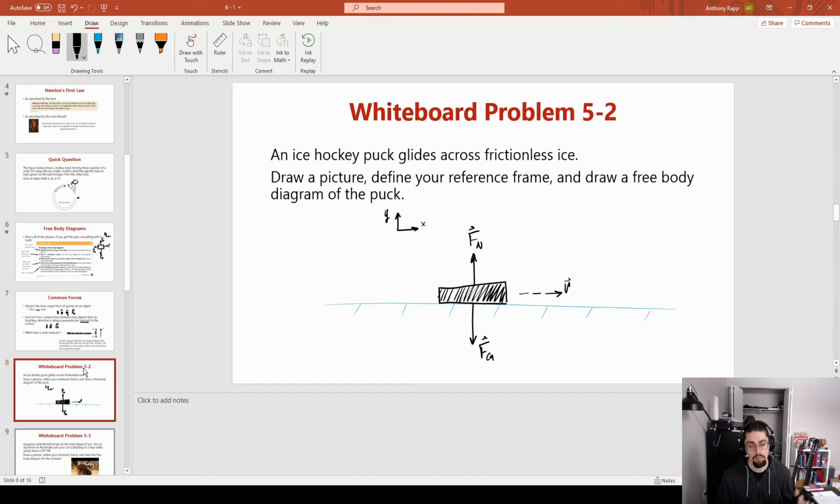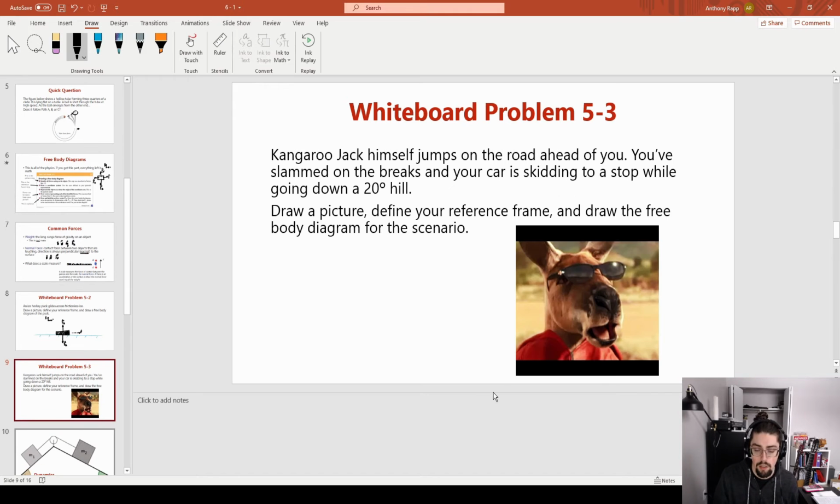So let's try to wrap this into the next problem. We're going to draw another picture here, but it's a little bit more of a complicated scenario. Let's imagine you are doing your tour driving through Australia or something, and Kangaroo Jack himself jumps in front of your car on the road. You recognize, of course, he's wearing his characteristic red hoodie and sunglasses. There's no doubt in your mind who it is. You slam on the brakes as fast as you can, but you're going down a 20-degree incline.